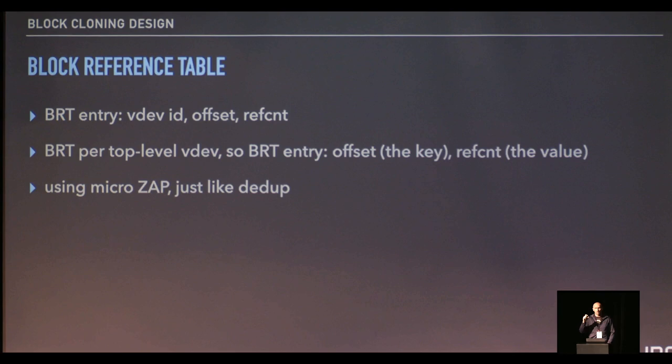So we decided to have this table per top-level vdev. That's the reason. So we don't have to store the vdev ID. So actually, the BRT entry is extremely small. It's just the offset as a key and the reference counter. And just as dedup, it uses microzap.